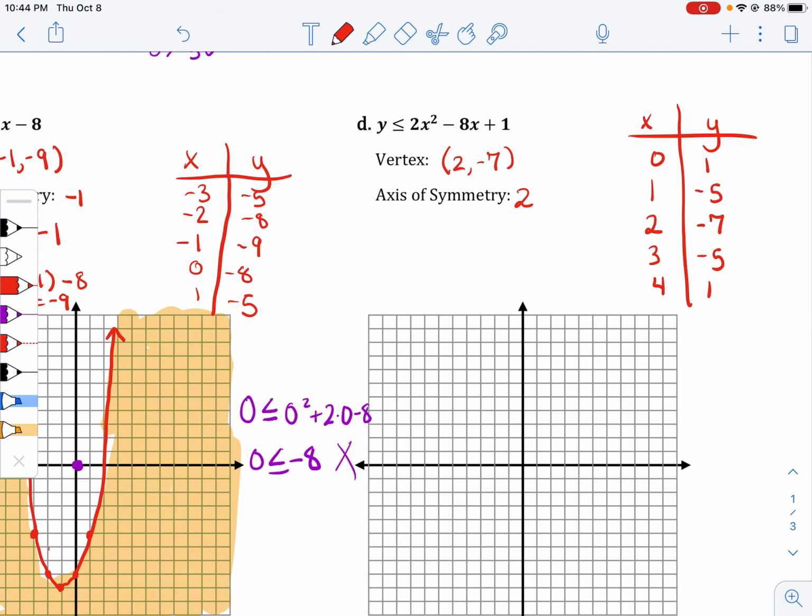Again, this is an equal to, so it's going to be a solid line. So I go over 2, down 7, 2, 4, 6, 7. Over 1, down 5, 2, 5. At 0, I'm at +1. And I'll connect with a solid line.